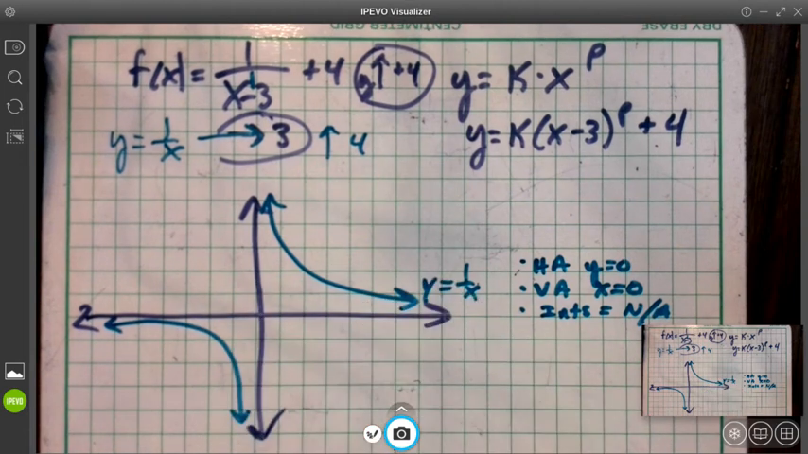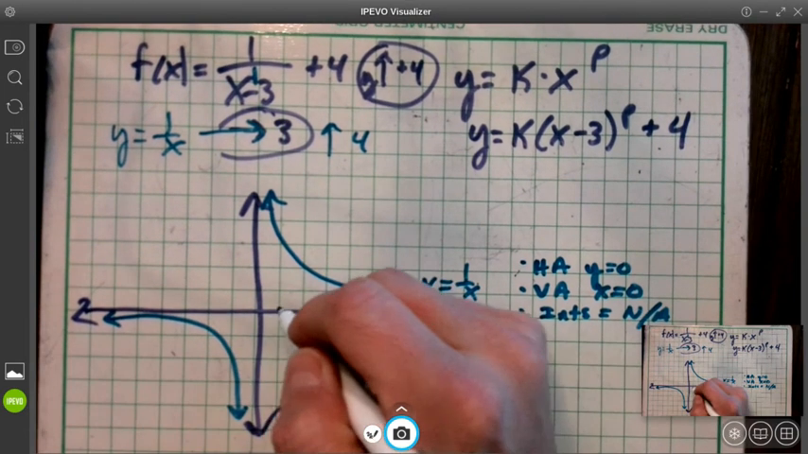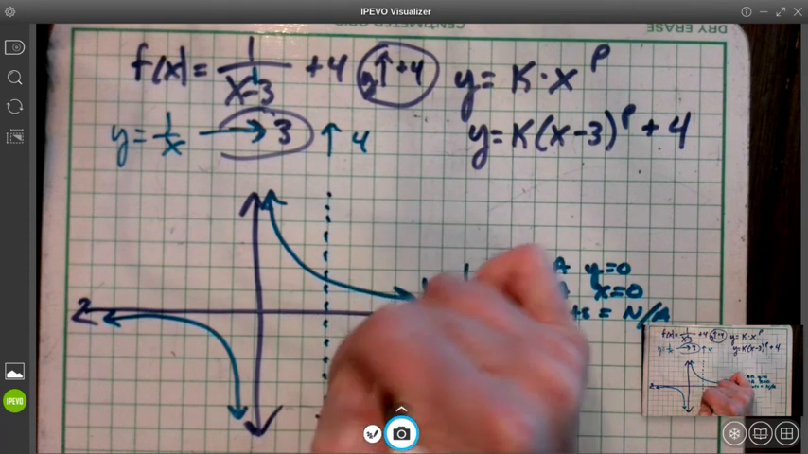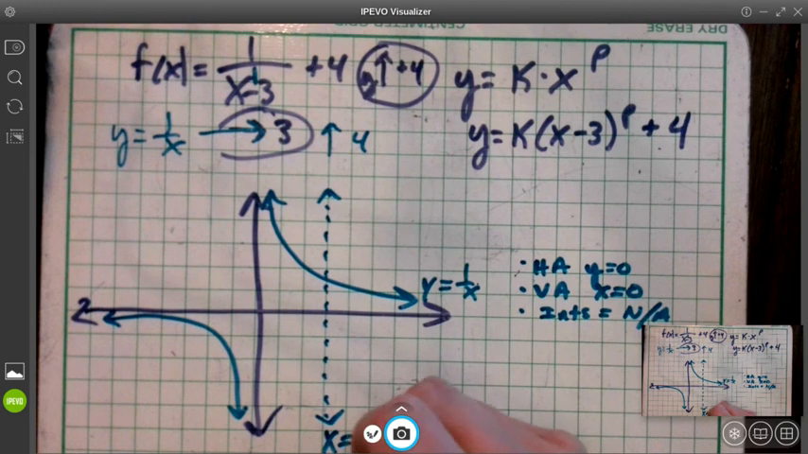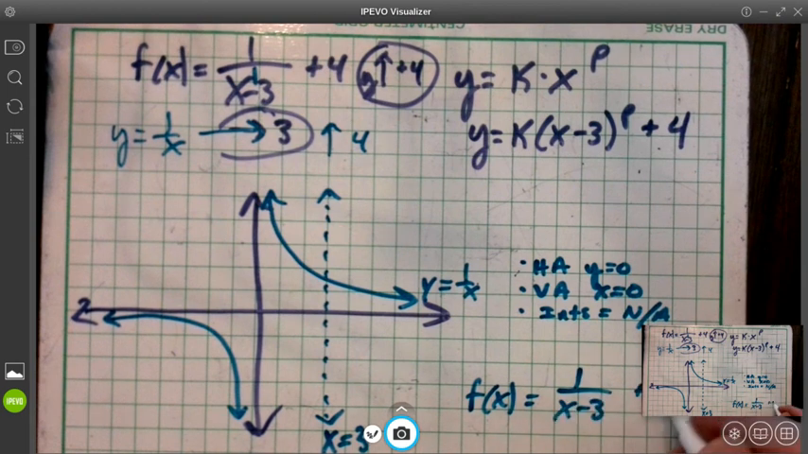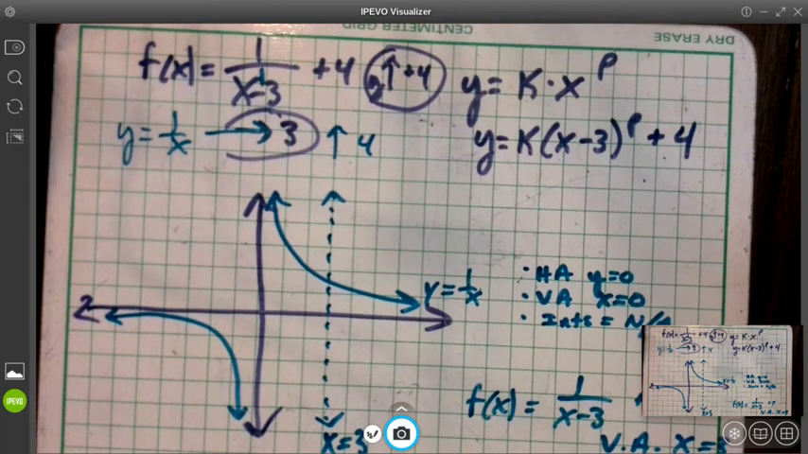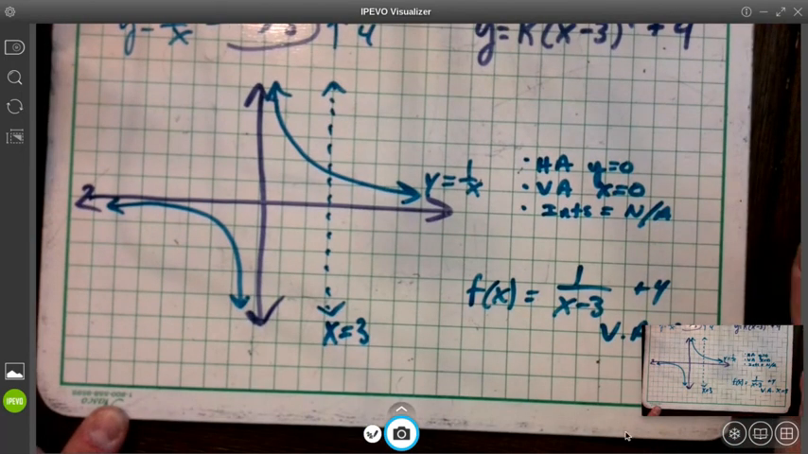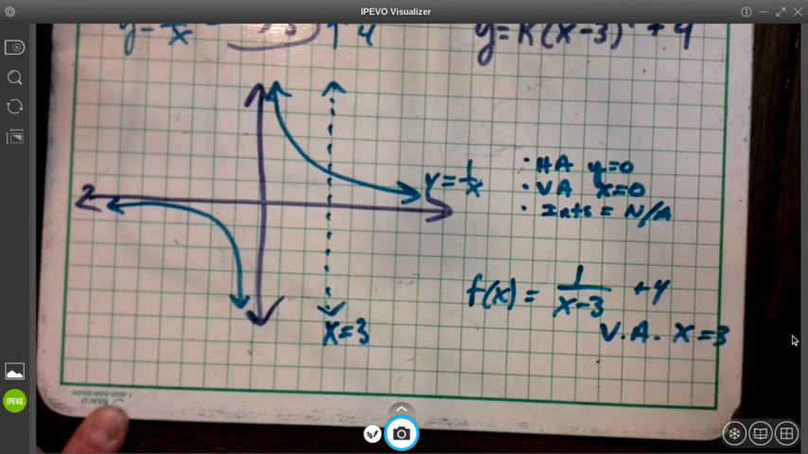1, 2, 3. So x equals 0 now becomes x equals 3. So this f of x graph has a vertical asymptote of x equals 3. This should make sense. You were taught this in previous courses.